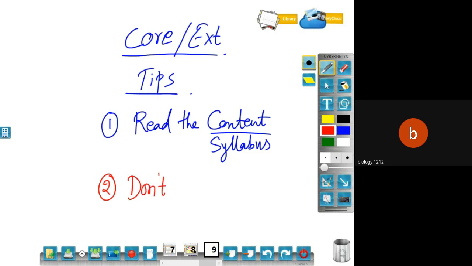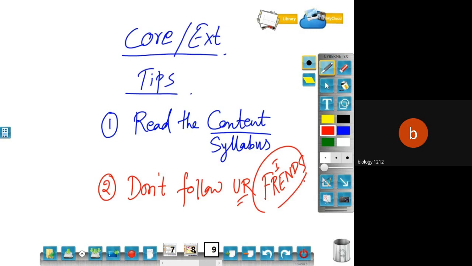Don't follow your friends, the F in the abbreviation. Very important part. Most students think, when my friend is selecting extended, I should go for extended too. Or someone else, let's say your girlfriend or boyfriend, is following a particular subject, and we follow that. But please, it's very important that you do not follow those things. Keep in mind whatever is easy for you, and go along with that. That's a very important part.